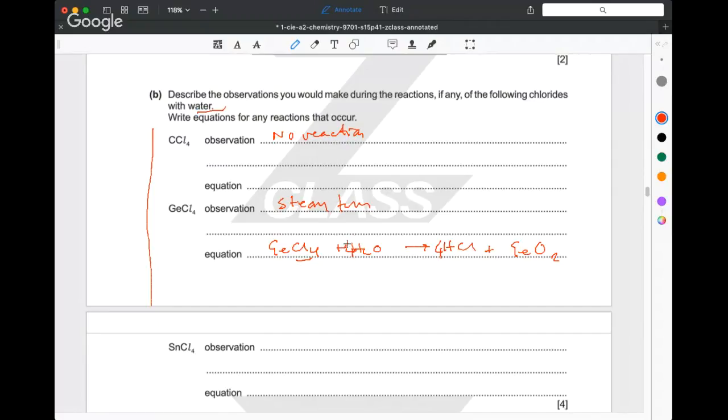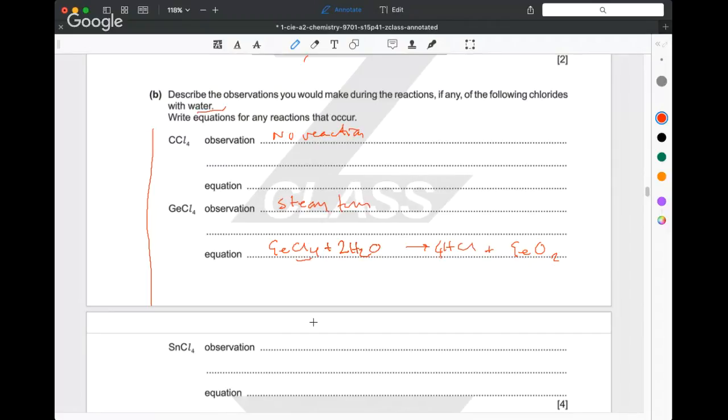There's 2 of them. What am I talking about? Okay, so it's plus 2 H2O, isn't it? Let's just check that balances. So you've got 4 hydrogens here, 4 hydrogens here, 4 chlorines, 1 germanium, and you've got 2 oxygens. Yes, that all balances up.